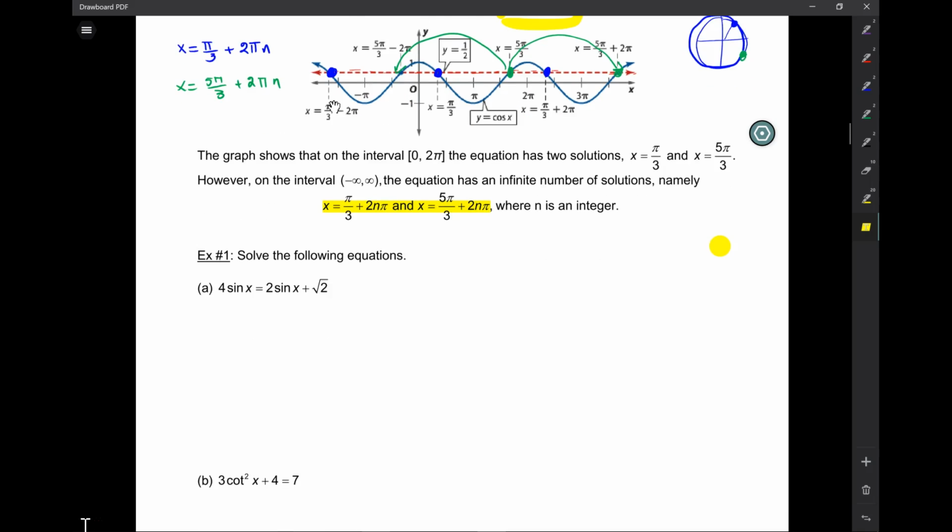Quick question? But n is an integer. n is an integer, either plus or minus 1, and so on. Right. So here we go.